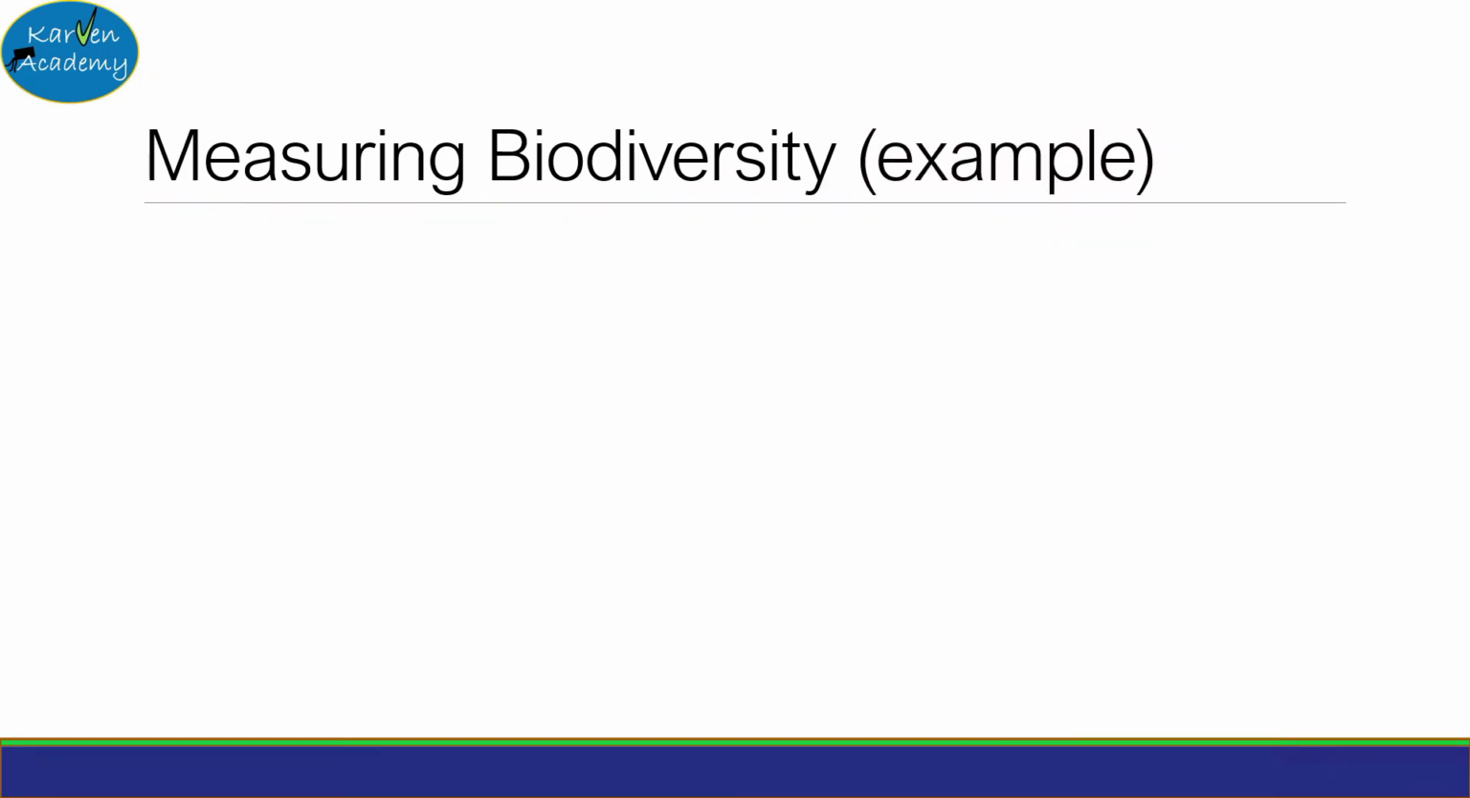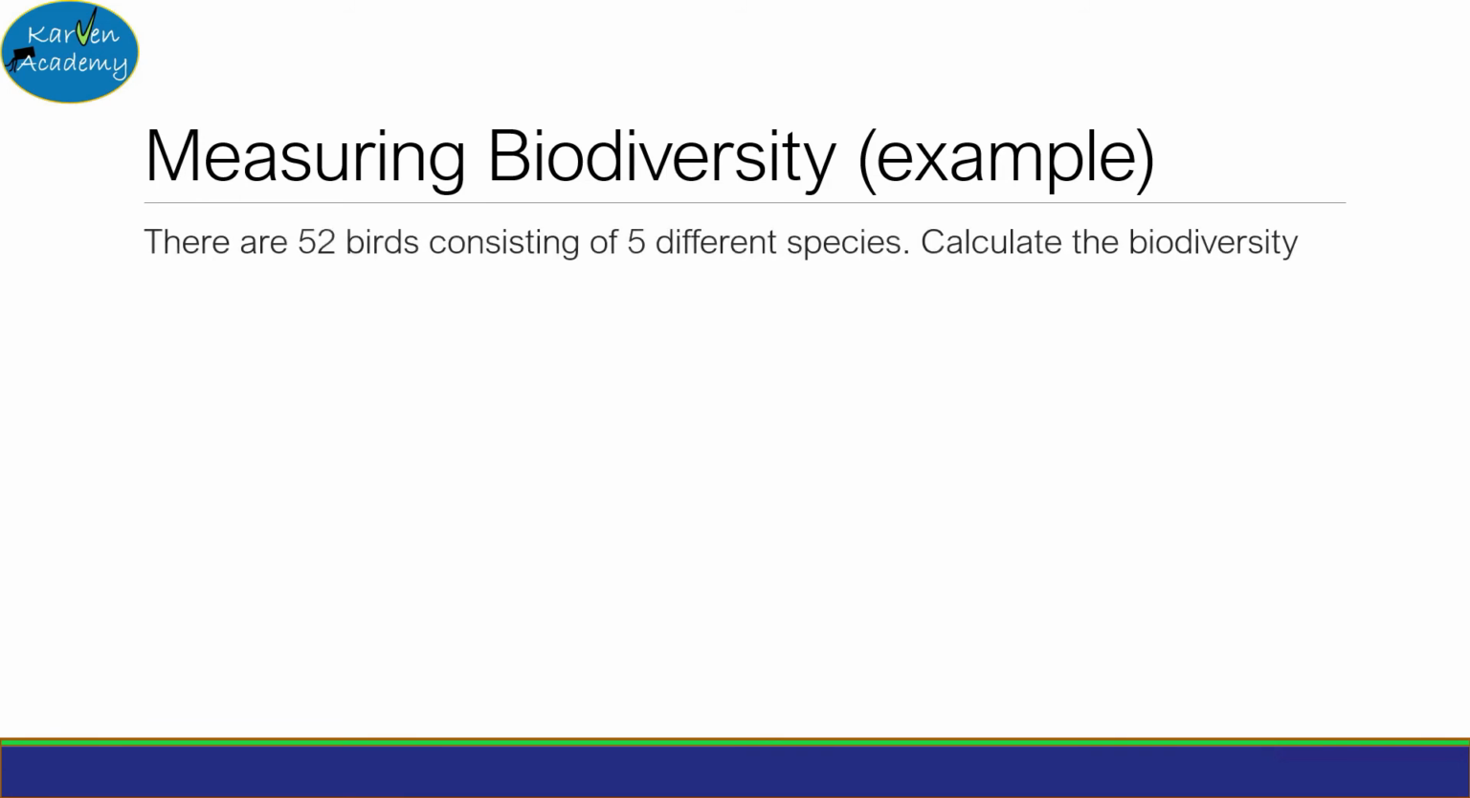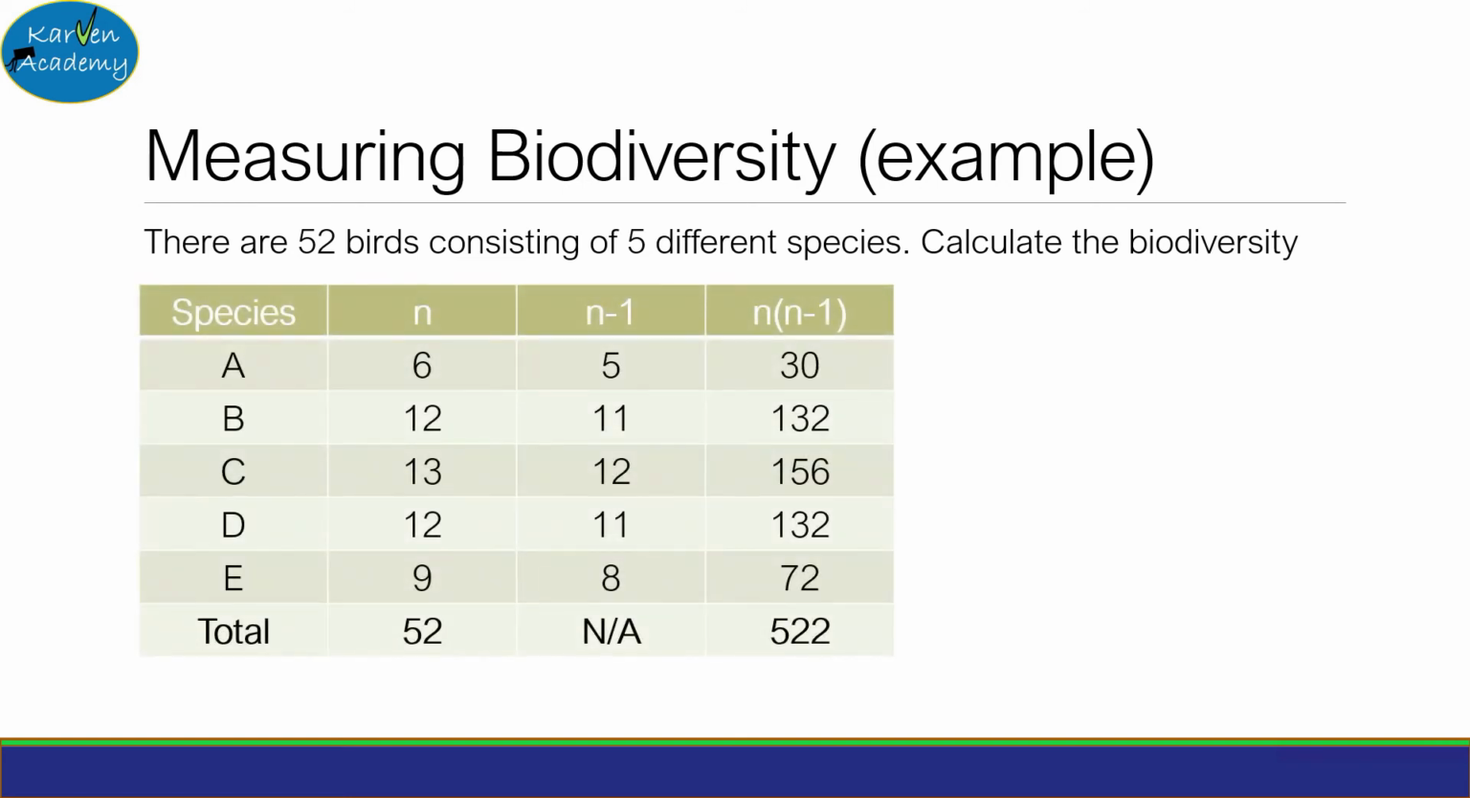I've done an example for you so you can understand what's happening. The question says there are 52 birds consisting of 5 different species. Calculate the biodiversity. We can form a table consisting of 5 different species, A, B, C, D, E, and they will be given in the exam, don't worry. And then we can label little n, which is the number of organisms of each species. Then calculate n minus 1. Again, I'm sure this makes sense on the table. And then we multiply n by n minus 1.